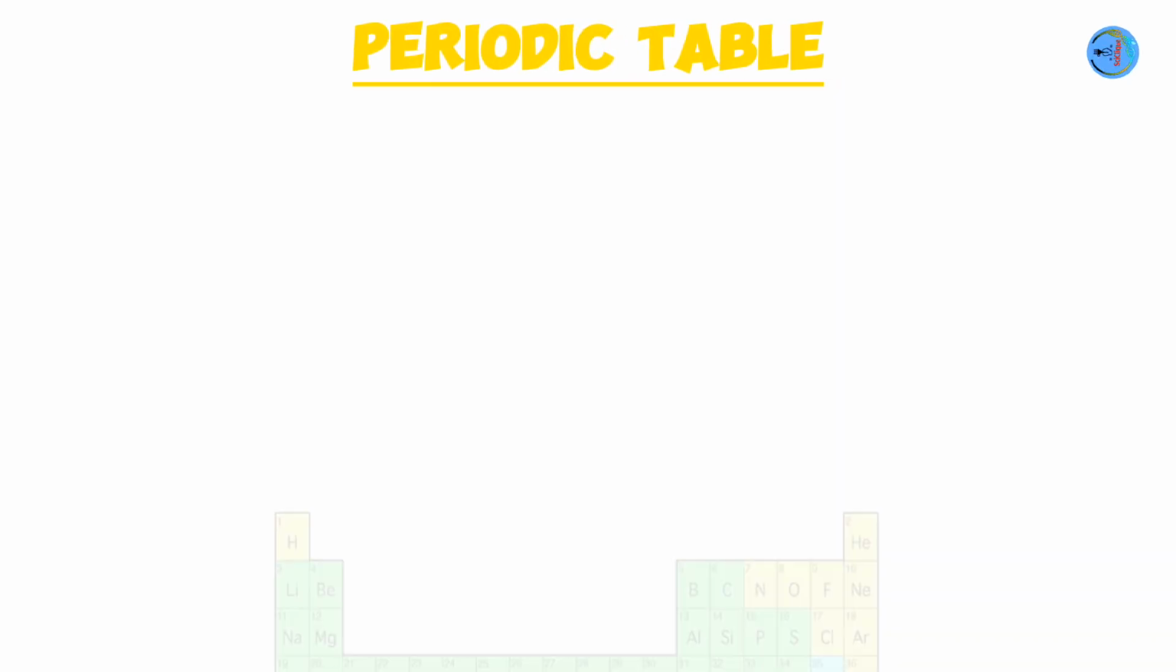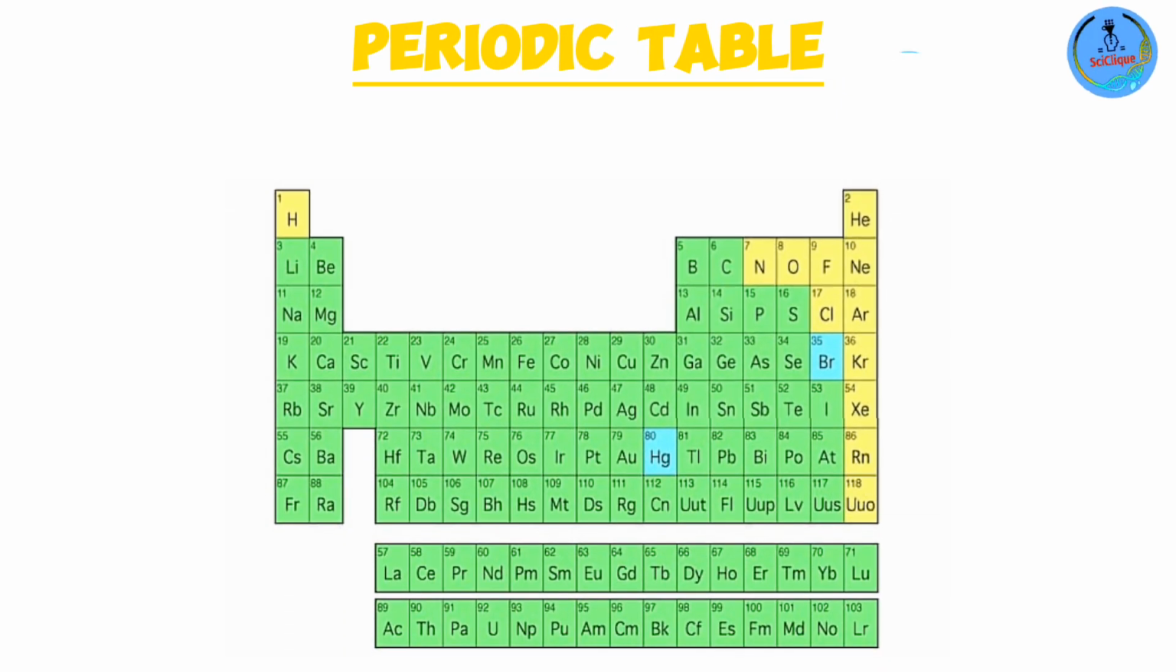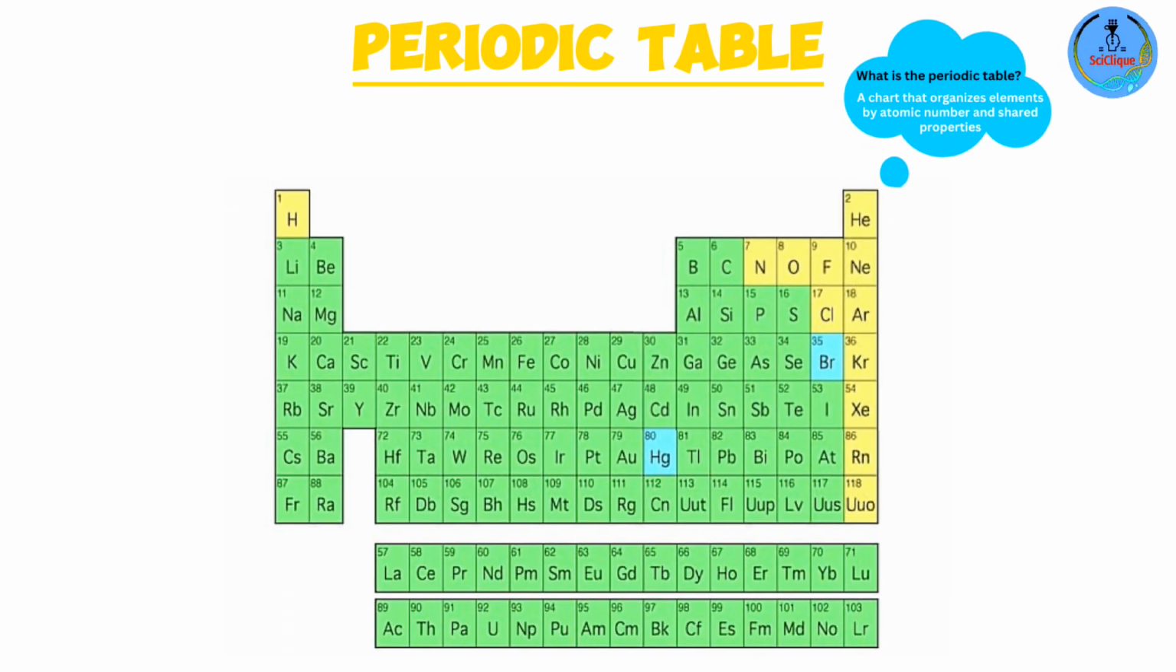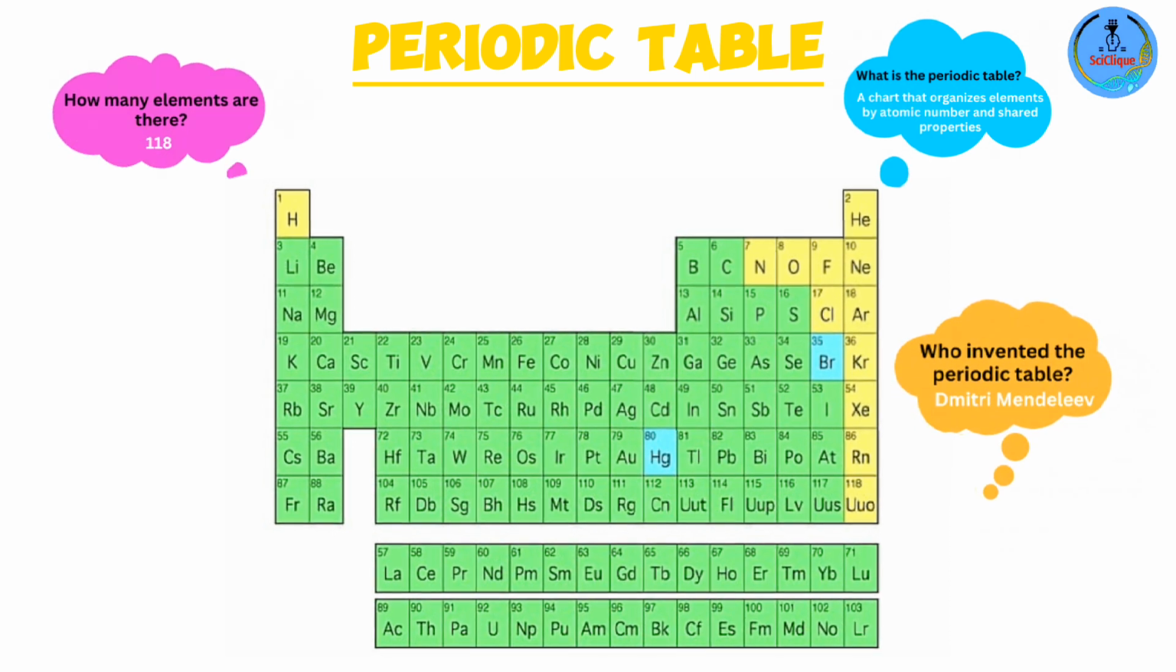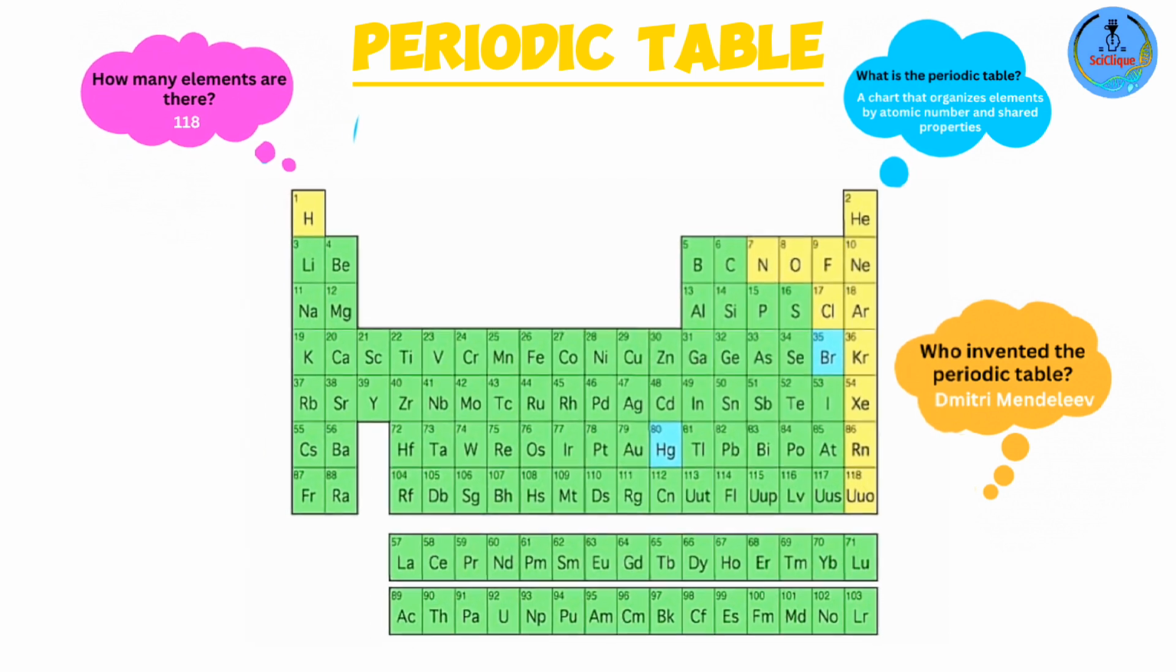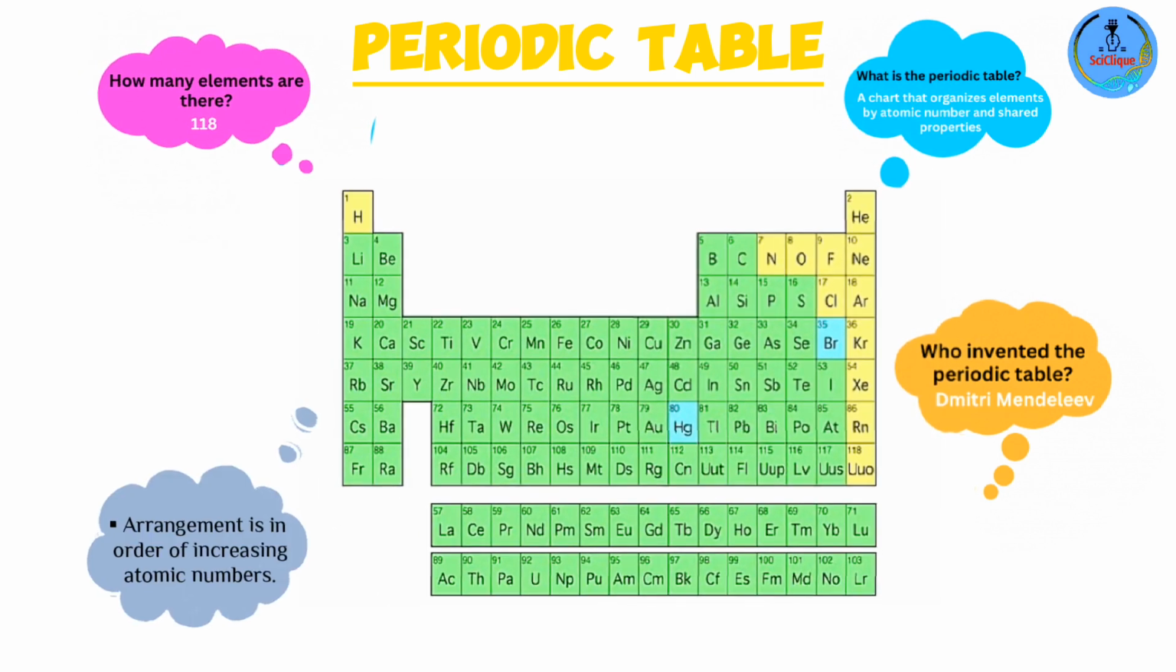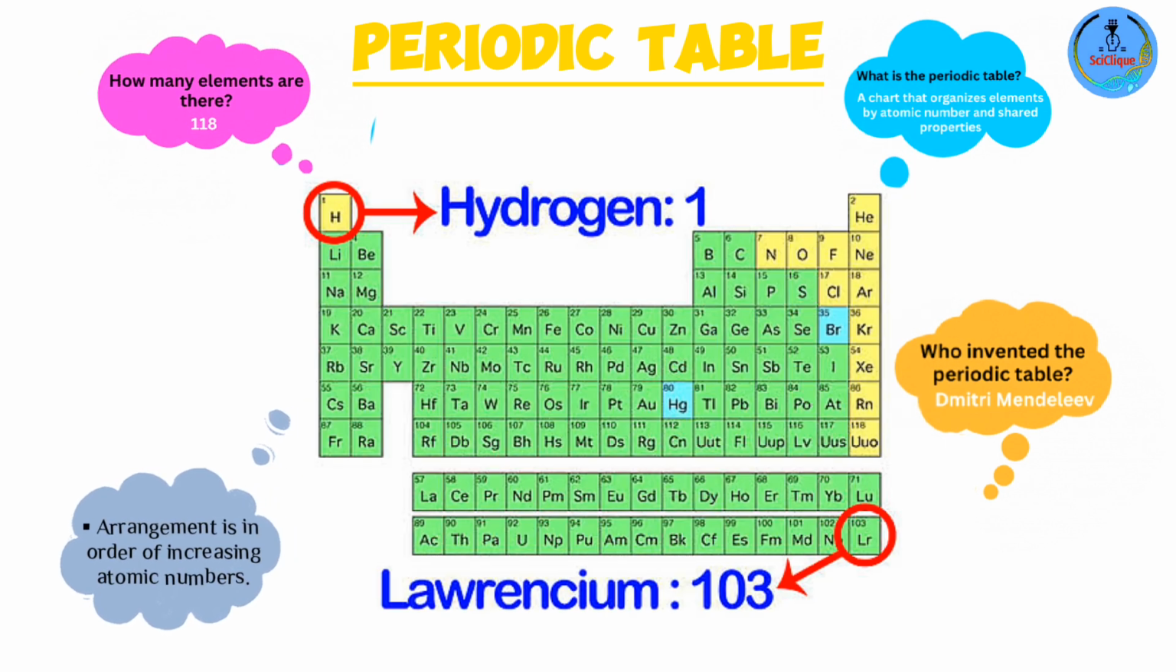Let's discuss the periodic table. So this is a table whereby elements are arranged according to their atomic numbers, you know, the number of protons that they have in their atom. So the arrangement is in order of increasing atomic numbers, starting from hydrogen that has the atomic number of 1 and ending with lawrencium that has the atomic number of 103.